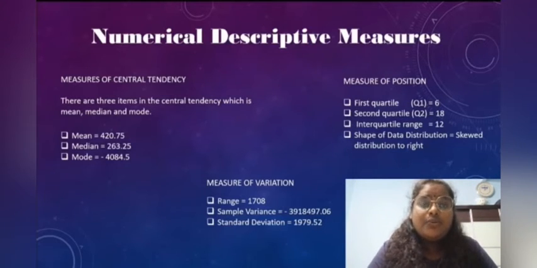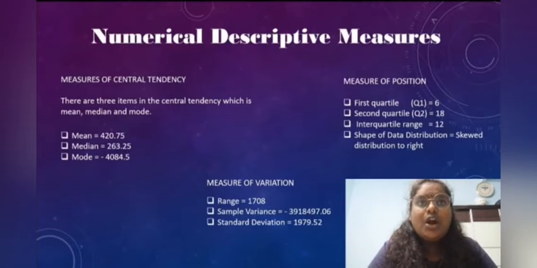Mean equals 420.75. Median equals 263.25. Mode equals negative 4084.5. Second, measures of variation. By using the formula, I calculate the range.